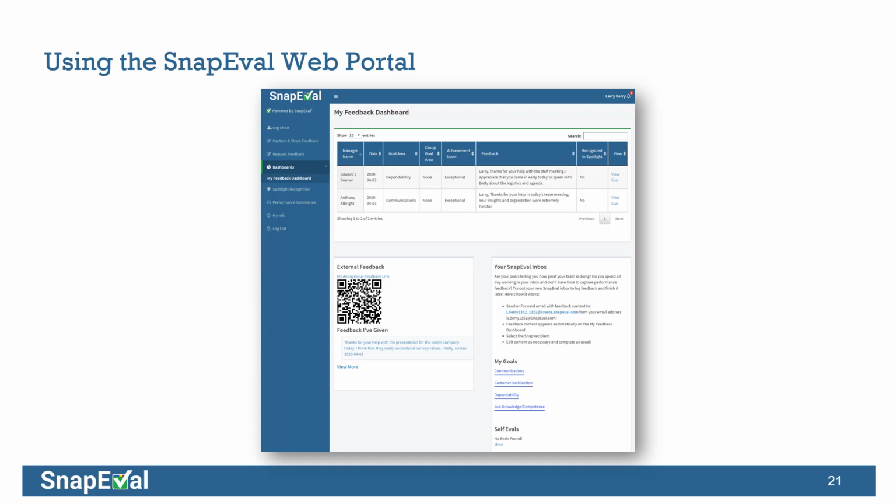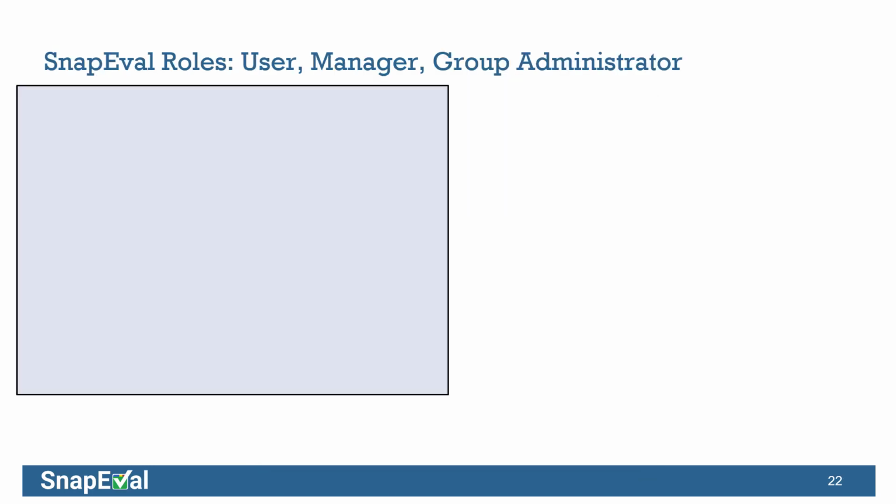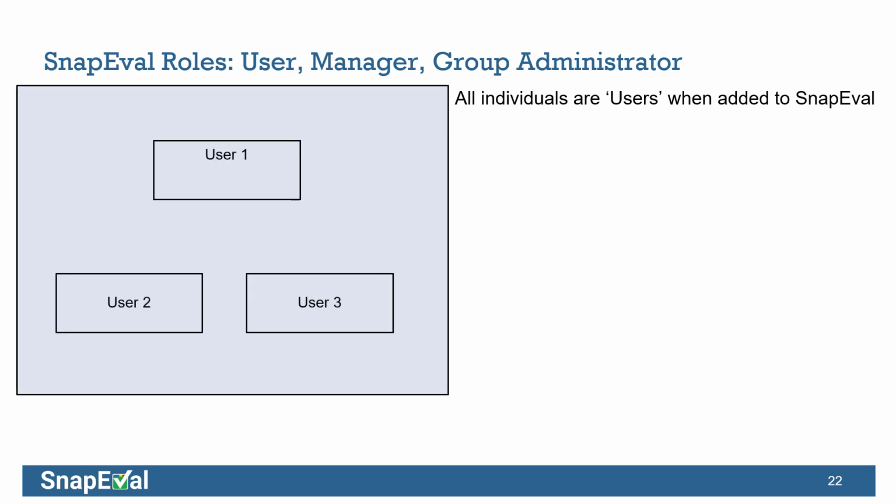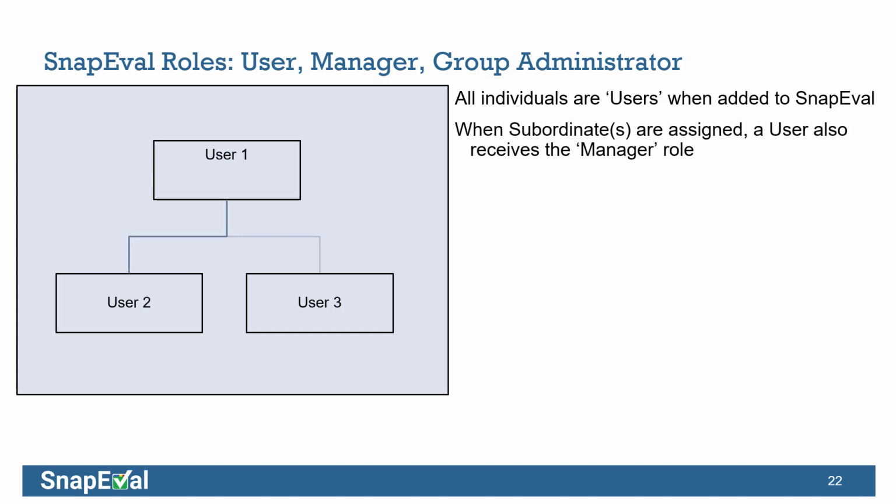Now let's talk about using the SnapEval Web Portal. Let's start by introducing the concepts of users, managers, and group administrators. All individuals are users when added to SnapEval. When subordinates are assigned, a user also receives the manager role. This defines who can give feedback to whom. In other words, managers can give feedback to their assigned subordinates.